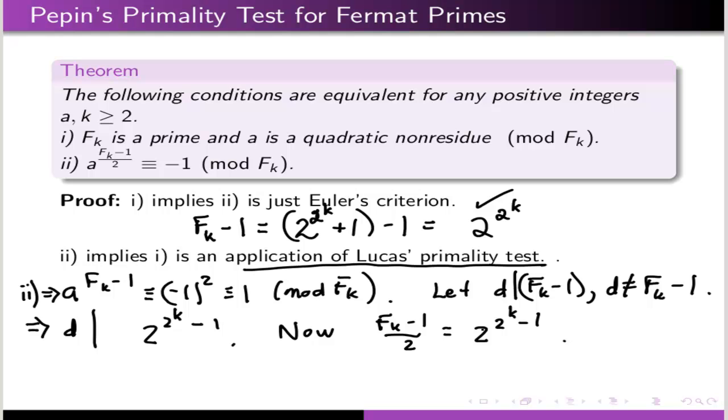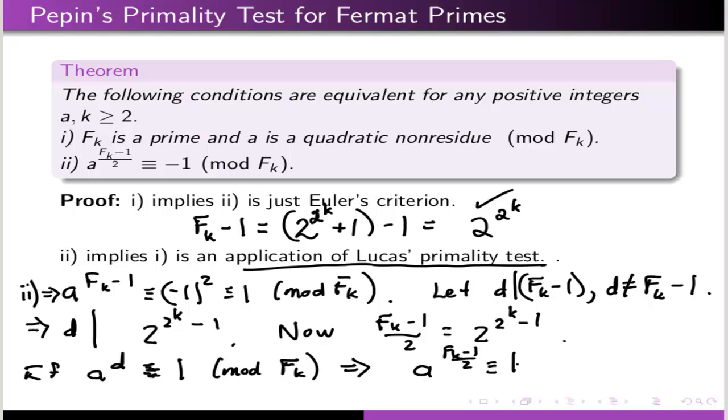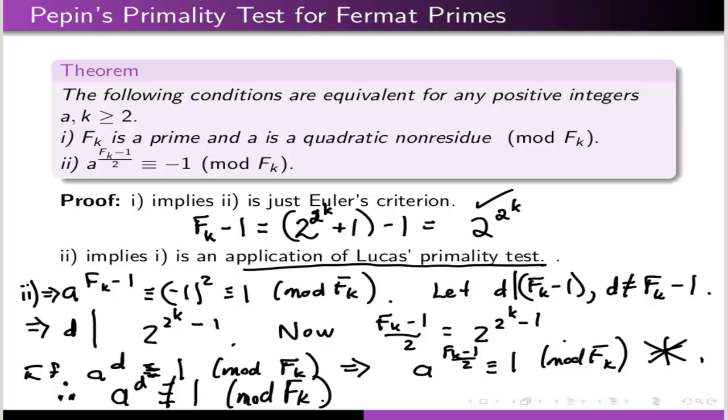And we've just said that A raised to this power is congruent to negative 1. And so if A to the D was congruent to plus 1 mod Fk, that would imply that A to this power, because D is a divisor of this power, is also congruent to plus 1. A contradiction. Therefore, A to the D is never plus 1 mod Fk for any proper divisor, and so the order of A is in fact the full order. And the conclusion we get in Lucas' primality test is this implies that Fk is a prime.